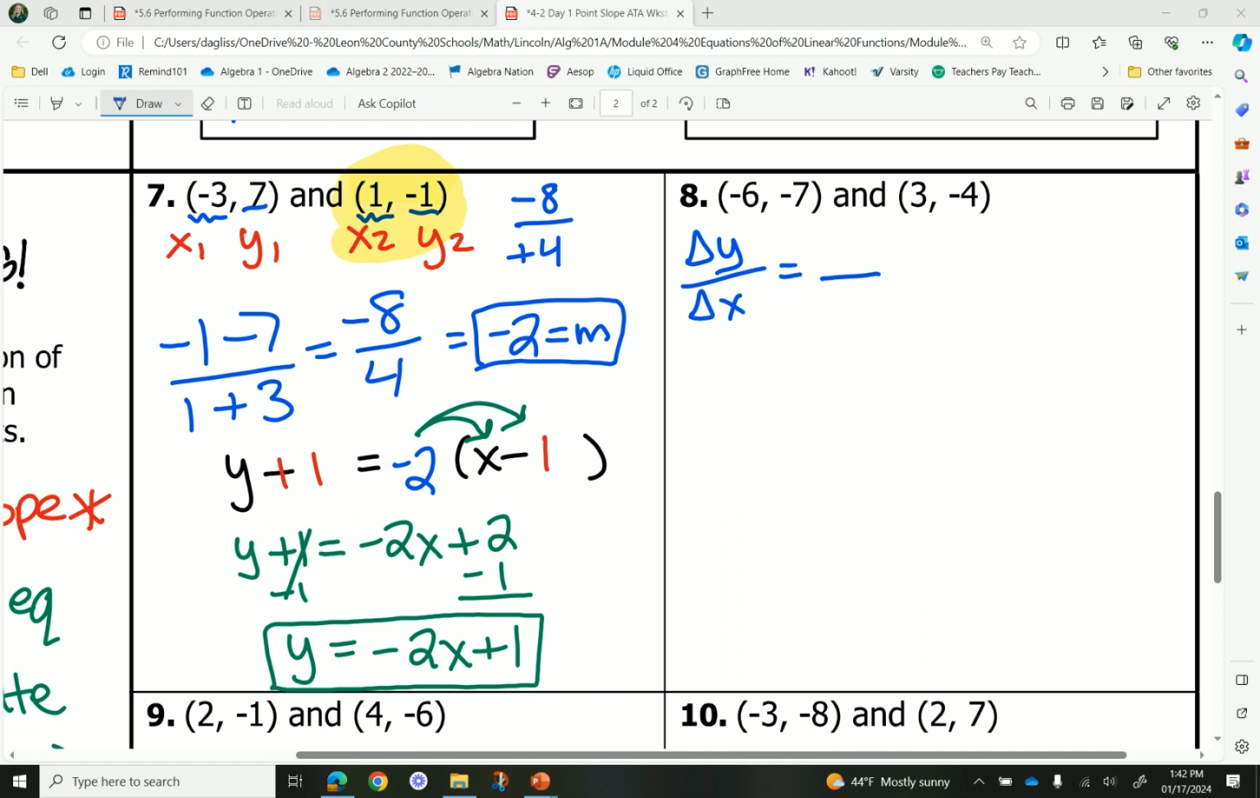Did I go up or did I go down? We went up how many? From negative 7 to negative 4, yep, we went up 3. So we added 3 to my y's. Look at your x's. You went from negative 6 to positive 3. So you went up 9. Good. Positive 3 over positive 9. That simplifies to what? Almost. 1/3.